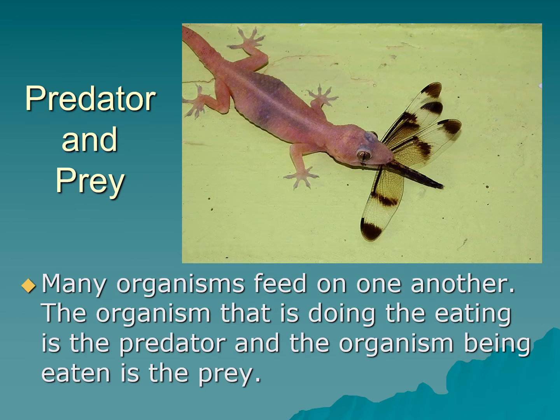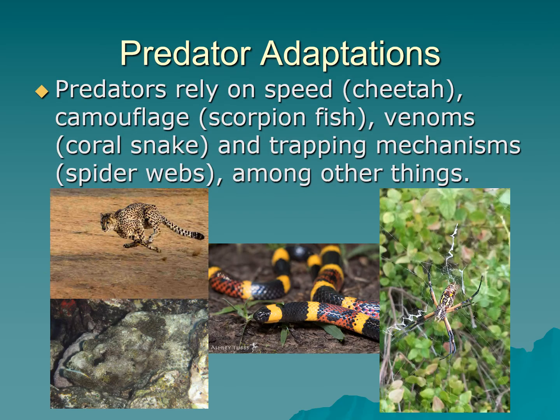There are also predator-prey relationships within populations and communities. Many organisms feed on one another. So the organism that does the eating is the predator, and the organism that's being eaten is the prey, of course. But because these two groups of organisms live with each other over millennia, thousands of years, there are lots of adaptations that each of them make in order to be more successful.